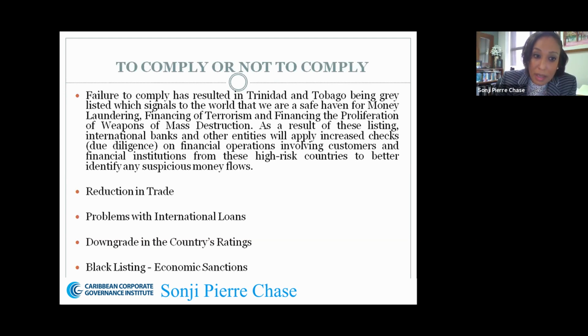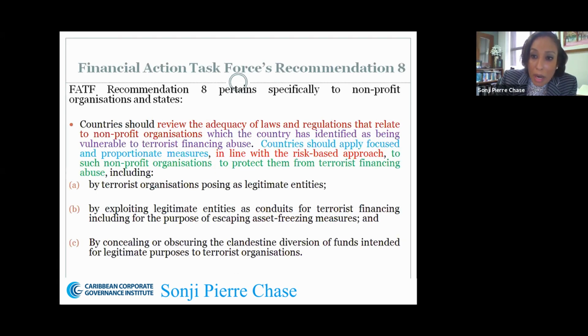Being gray listed meant that there were severe consequences. As I said, those in the banking community would have been adequately aware of that. Some of these negative outcomes would result in things like reduction in trade, problems with our international loans, downgrading in our ratings, and of course blacklisting, which could lead to economic sanctions. Thankfully, we did not reach that result, because of what happened in March of 2019, and I will show you the progression of this act. In March of 2019 is when this legislation was drafted, and in the space of 4 to 6 weeks, it became law.